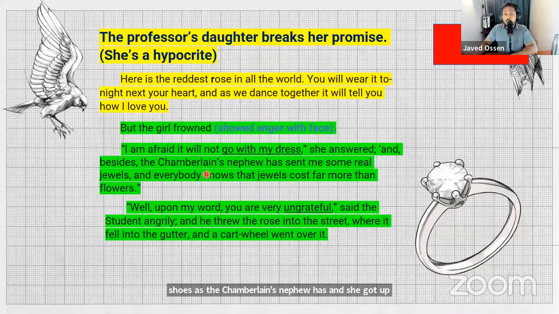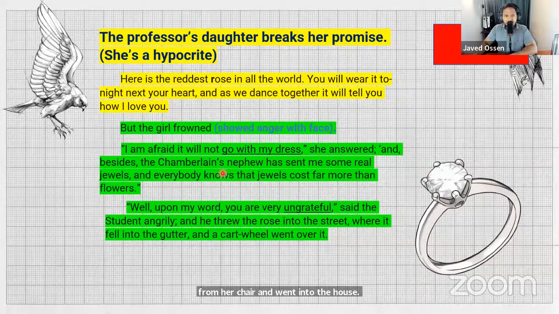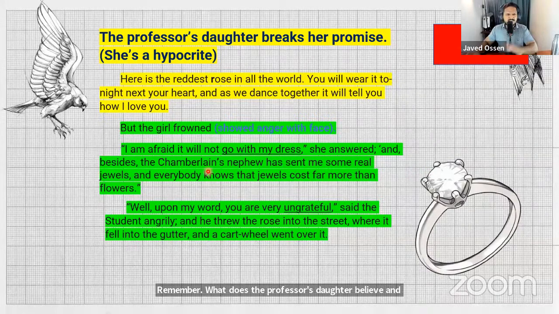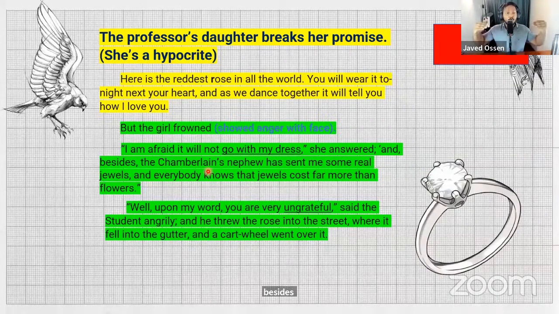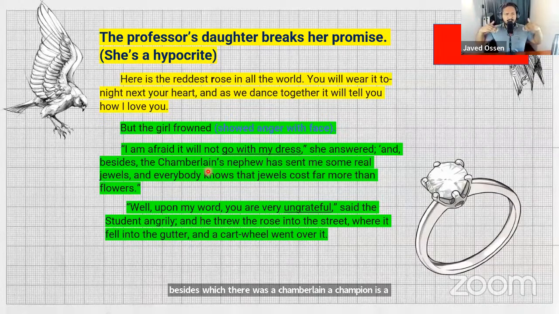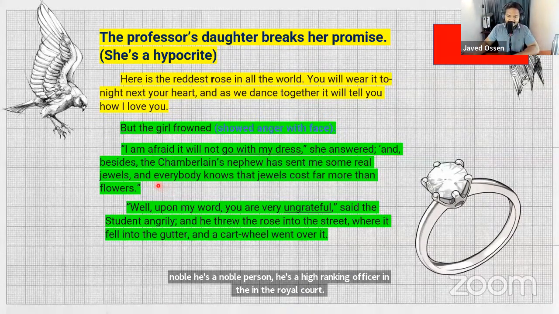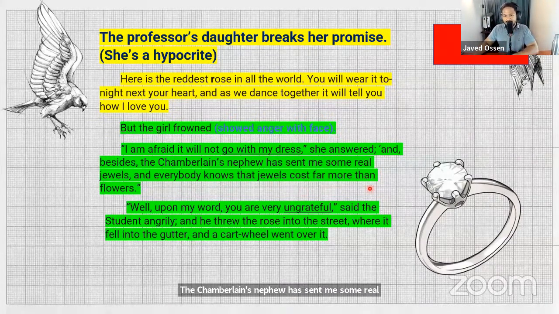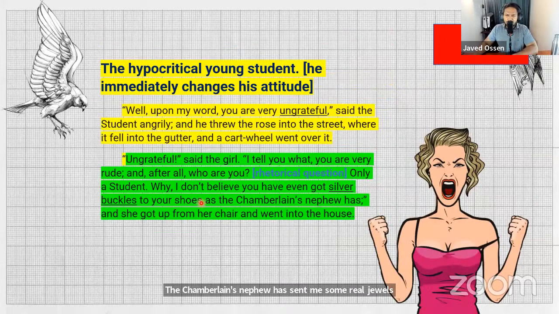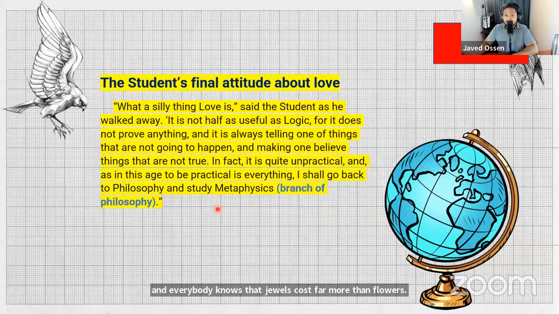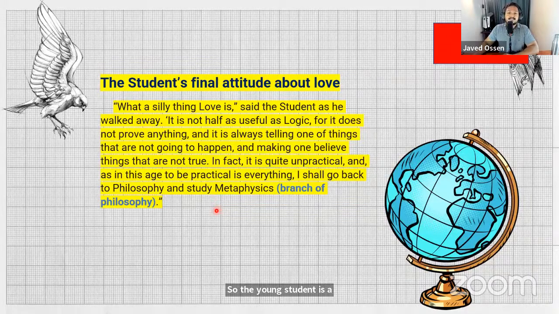Remember, what does the professor's daughter believe? And besides, who's a Chamberlain? A Chamberlain is a noble person, a high-ranking officer in the royal court. The Chamberlain's nephew has sent me some real jewels, and everybody knows that jewels cost far more than flowers. So the professor's daughter is a materialistic person.